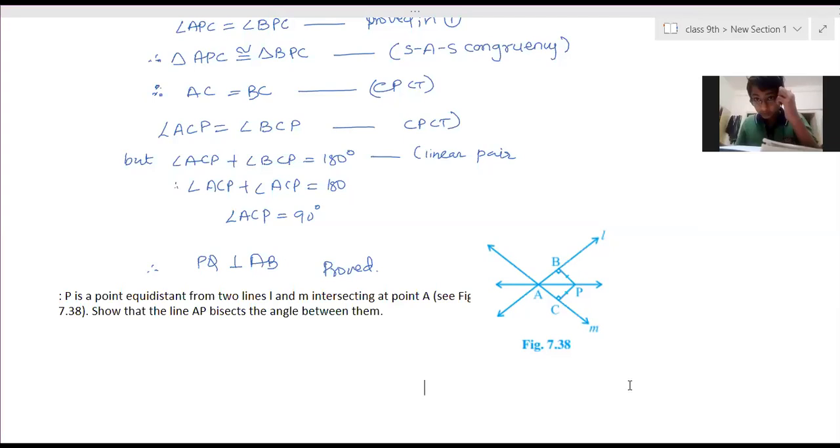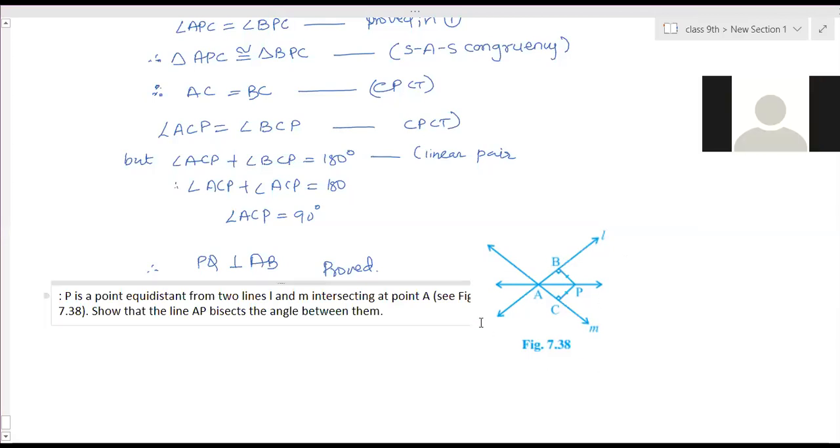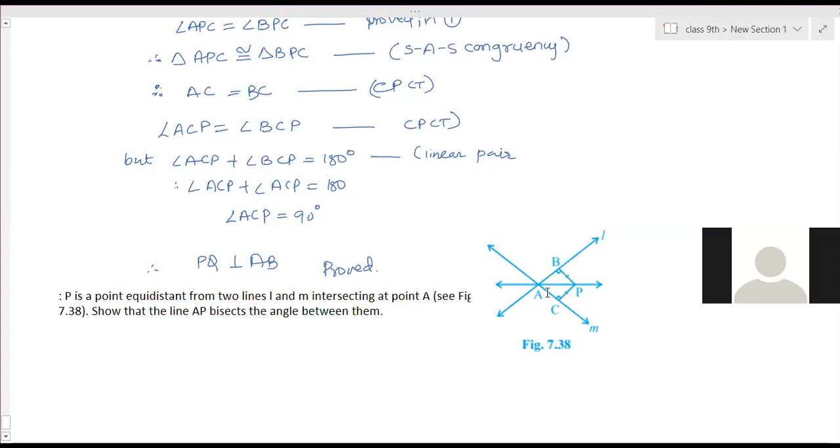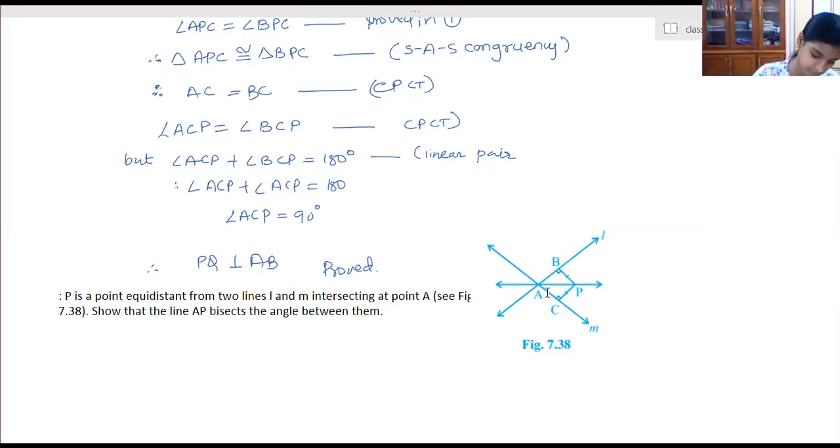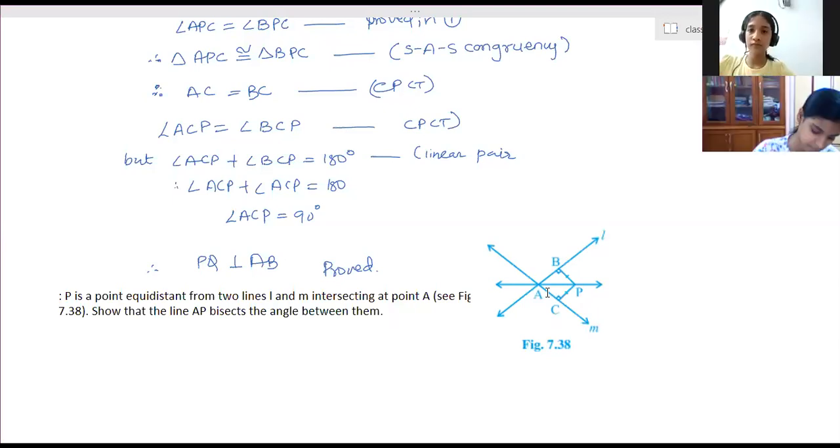Ganesh, are you there? Yes, ma'am. How can we prove this? We have to prove AP bisects angle A. Ma'am, angle ABP is equal to angle ACP. Okay. Both are 90 degrees, ma'am. Yeah. And BP is equal to CP, P is equidistant. Reason?